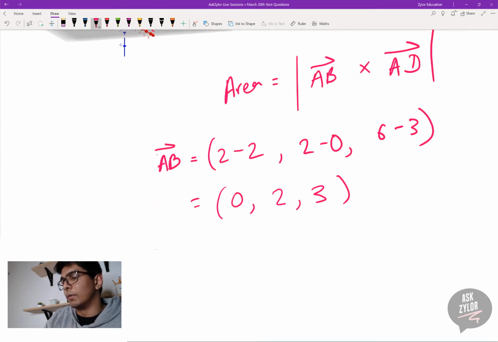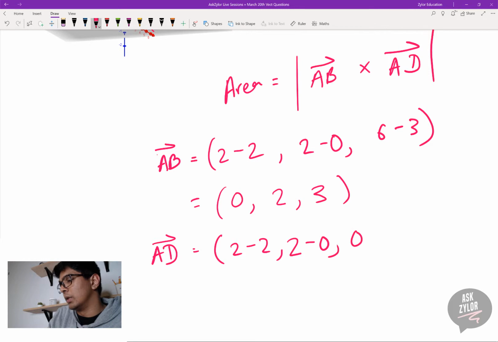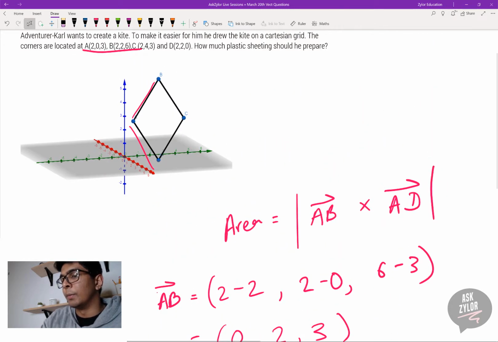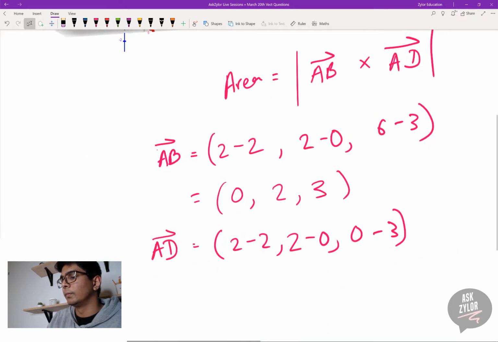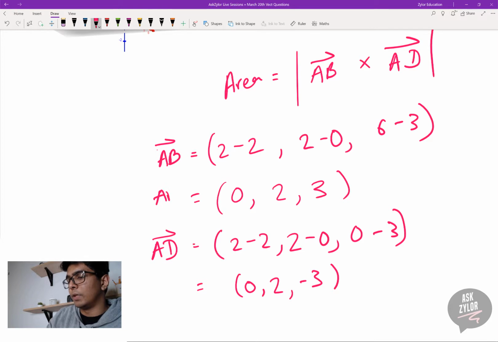I'm going to do the same thing for AD. So I have 2 minus 2, 2 minus 0, and 0 minus 3 from the A and D points. I'm going to go ahead and equal that to 0, 2, negative 3. So I've found my two vectors, AB and AD.